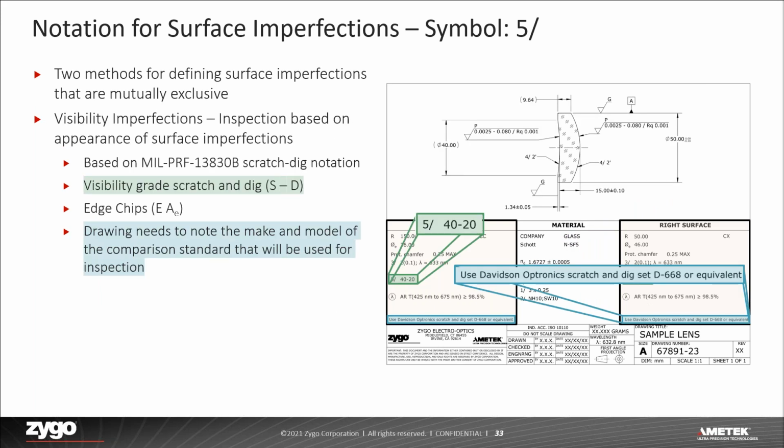If we continue to look at surface imperfections, we can also use the visibility method, which is similar to the classic MIL scratch and dig method. This type of method is comparative, where the inspector will look at a reference comparison and analyze the surface quality. The notation for the visibility method on an ISO 10110 drawing is noted the same way you would see a scratch and dig callout. The addition of edge chips similar to the notation in the dimensional method is allowed.